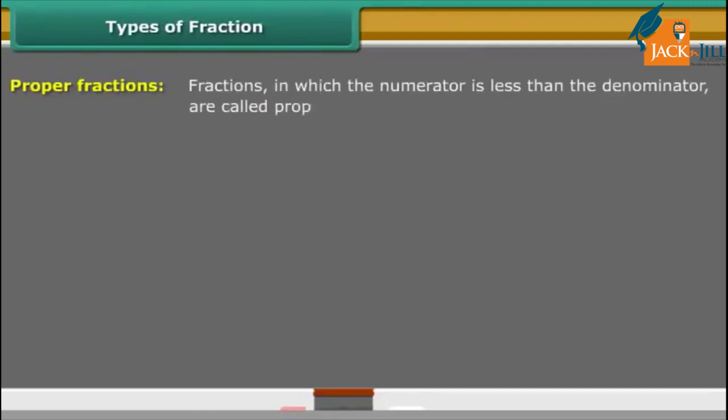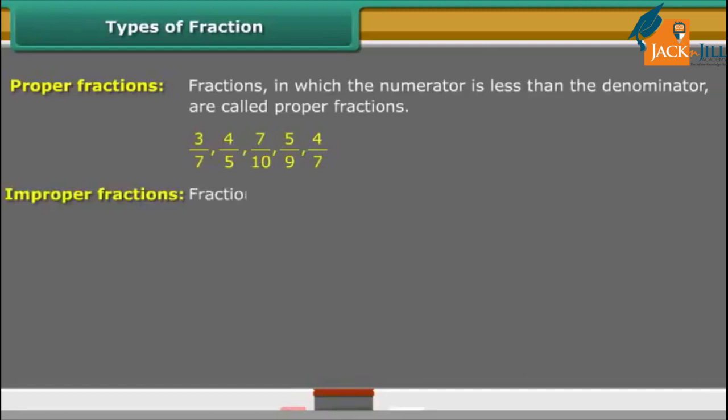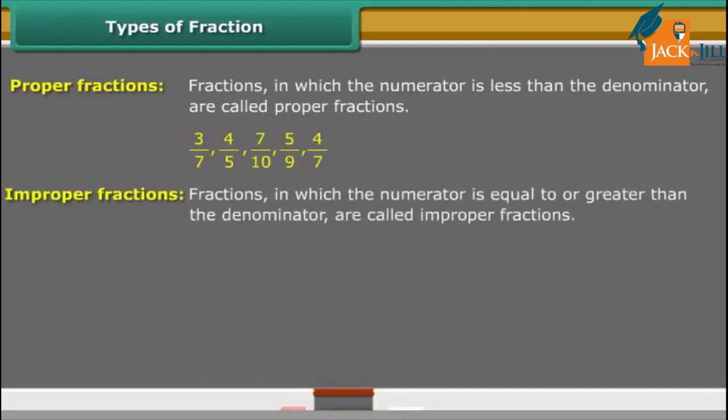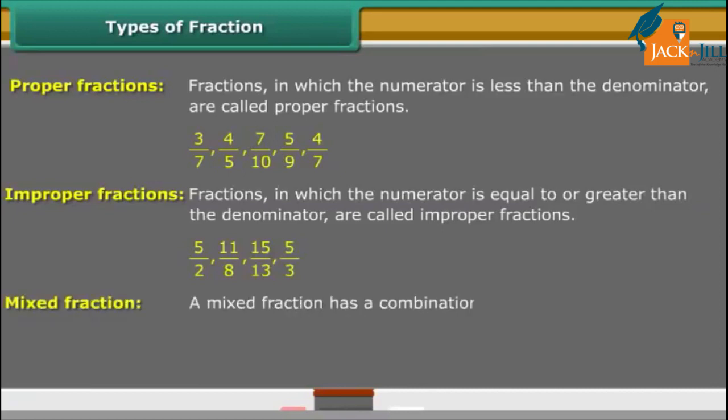Proper fractions. Fractions in which the numerator is less than the denominator are called proper fraction. Improper fraction. Fractions in which the numerator is equal to or greater than the denominator are called improper fractions. Mixed fraction. A mixed fraction has a combination of a whole and a part.